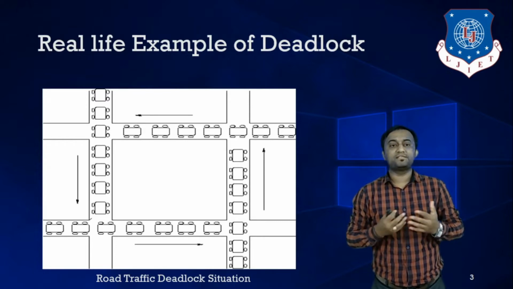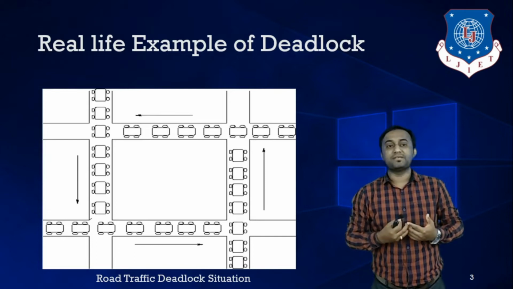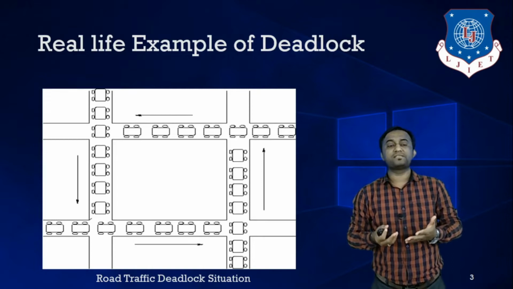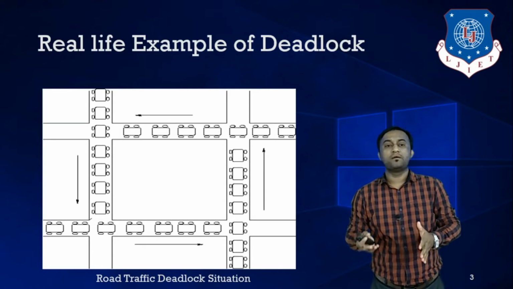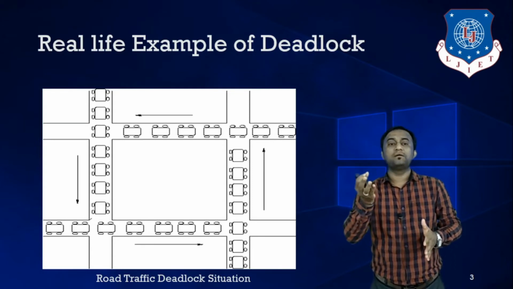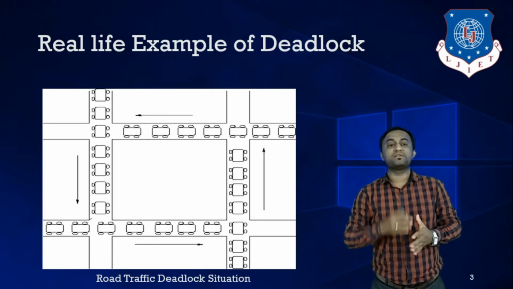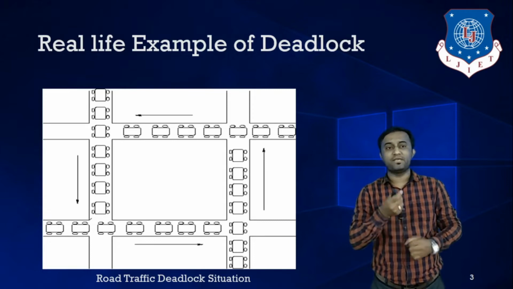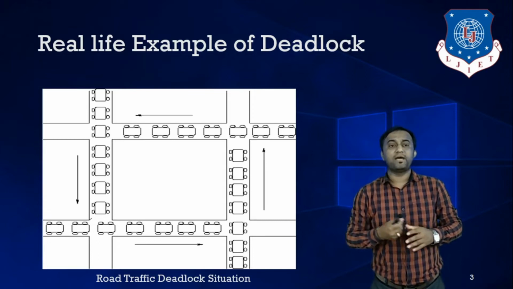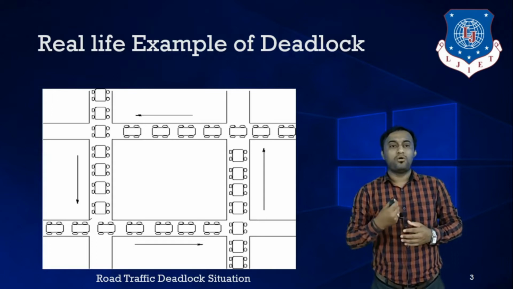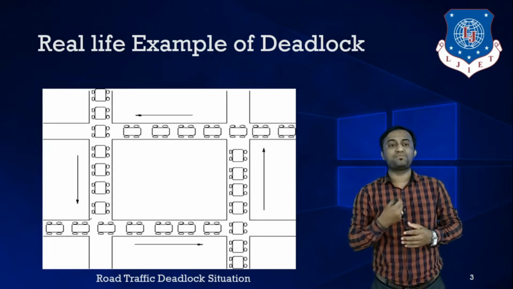roads we have, and this is a pre-planned road that we have in this case, and vehicles are moving in different directions, starting from top to bottom, then left to right, then bottom to top, and then right to left. So in these particular directions, the vehicles are moving. You can see there are a number of vehicles and they are moving in different directions.